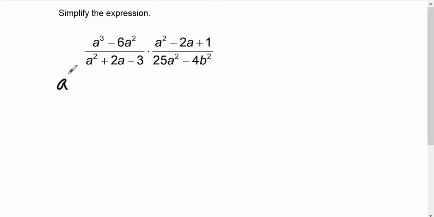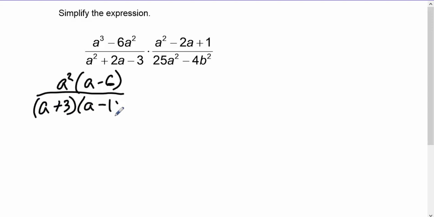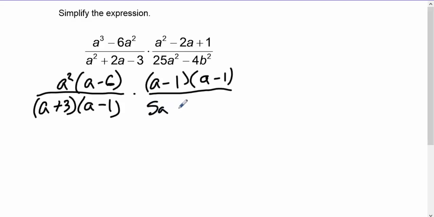We have an a squared and an a minus 6. We have an a plus 3, a minus 1. I have an a minus 1, an a minus 1. And then I have perfect squares in the denominator, 5a, and we'll go plus 2b, because that's a difference of squares, and 5a minus 2b here.